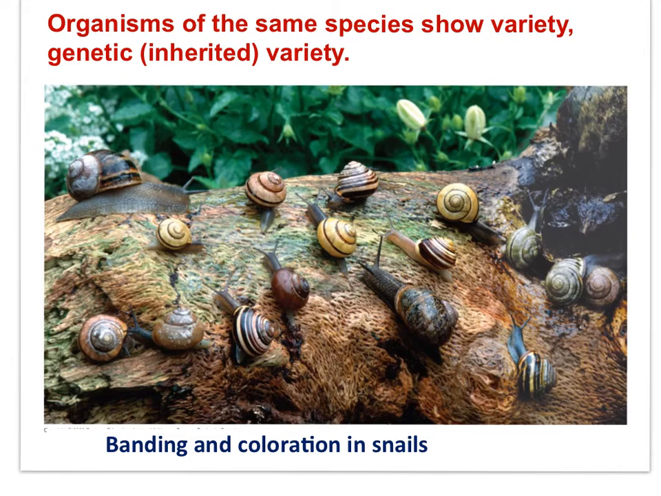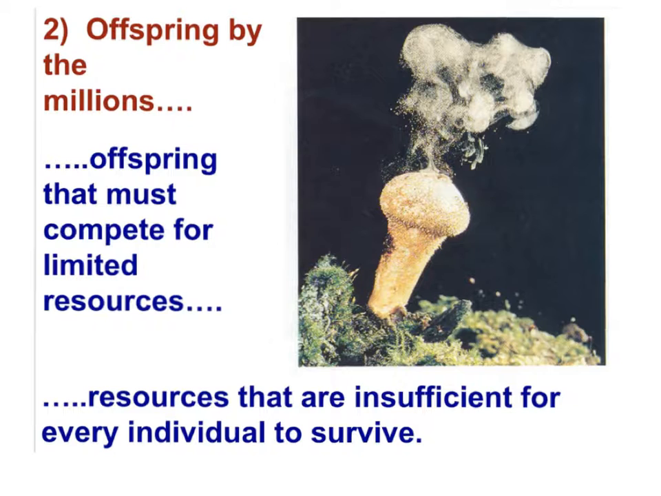In this slide, we see a single population of snails, one species. You can see the inherited genetic variation in this population. While genetic variation is the first component of natural selection, high levels of reproduction is the second. Populations reproduce easily, by the millions. This mushroom is releasing young mushrooms to the environment, and those offspring must compete for limited resources that are insufficient for every individual to survive.